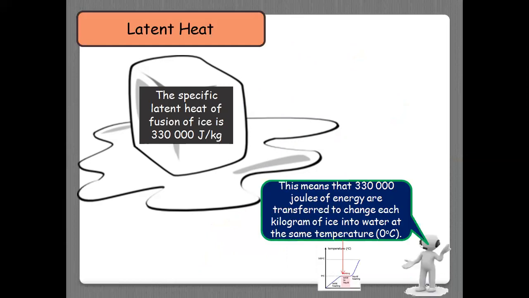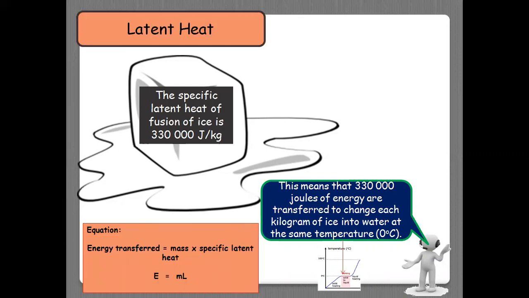Now, what is the meaning of this number? 330,000 joules of energy needs to be transferred to change each 1 kilogram of ice into water at the same temperature, which is 0 Celsius. This is the meaning of the latent heat of fusion. In the equation that we need to learn and use, energy transferred equals mass times specific latent heat. So E or Q equals ml.